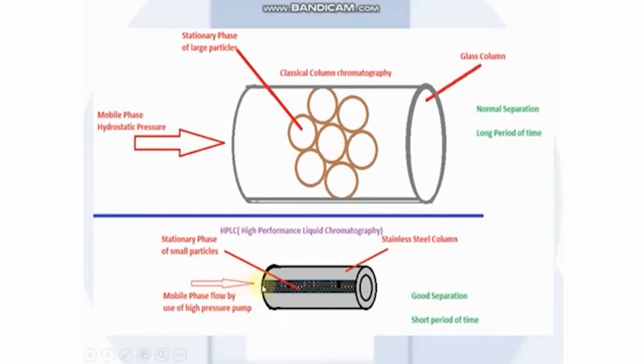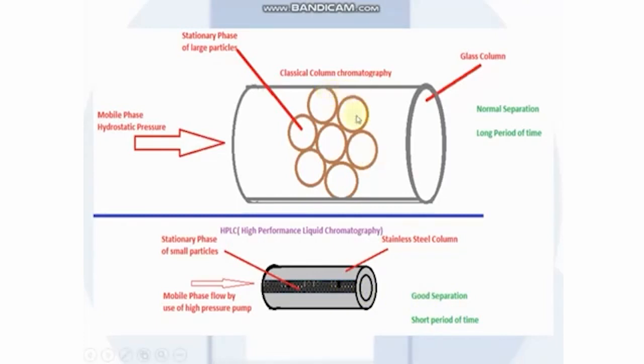This high pressure of the mobile phase passes through this column with a reasonable flow rate. This makes good separation with a short period of time. That is, due to the high pressure of the mobile phase with a reasonable flow rate, good separation is made in HPLC with a short span of time.